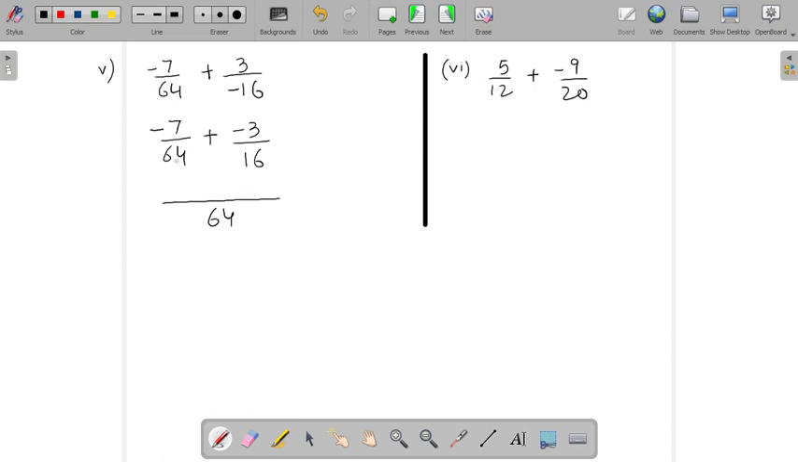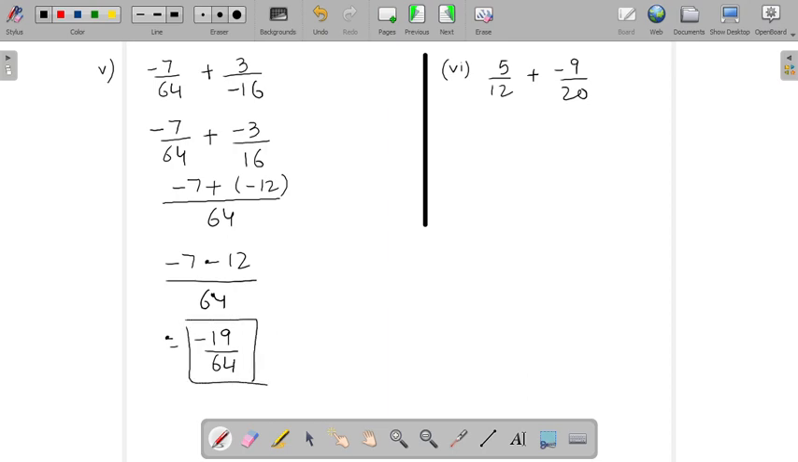नीचे से divide, ऊपर से multiply. So minus 7 plus 64 divided by 16. So it would be 4. 4 multiply minus 3. So minus 12. Make sure about the sign also. Plus into minus would be minus. So minus 12 upon 64. Now solve it further. It would be minus 19 upon 64. So this would be the answer.